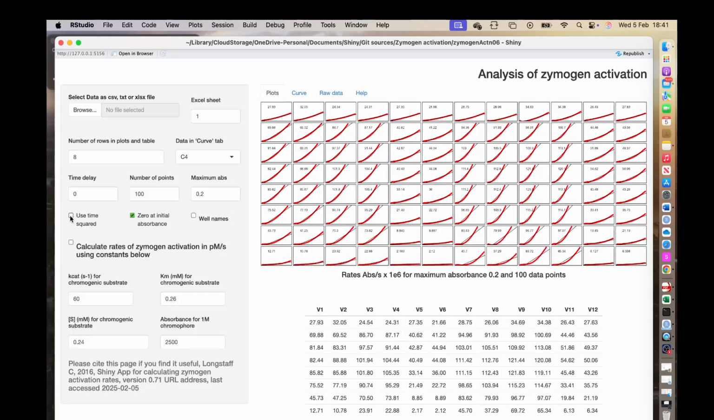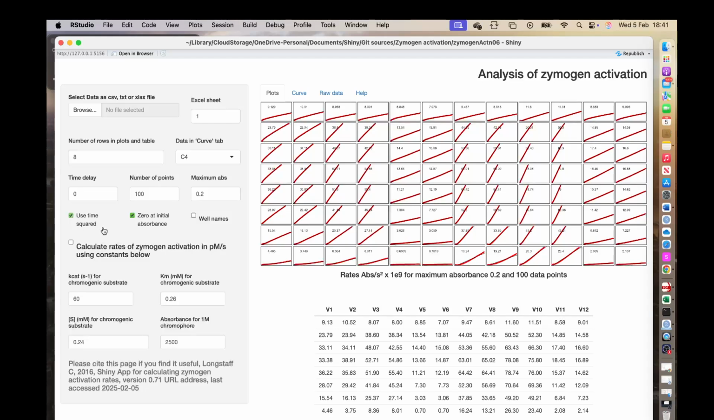However, if you want to use the app to calculate rates from simple chromogenic assays where you can control the number of points and maximum absorbance, then this is entirely possible by simply unchecking this box. It is possible to add a time delay to the data loaded if you are concerned about the time taken before starting your reactions and the first data reading.